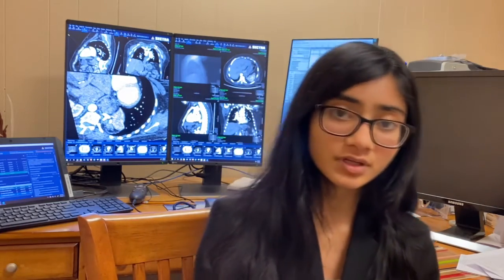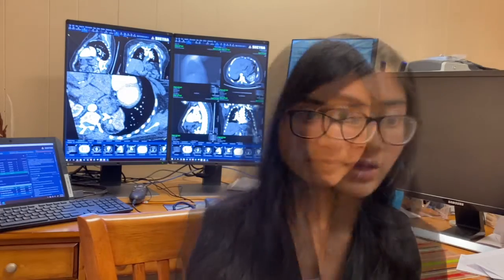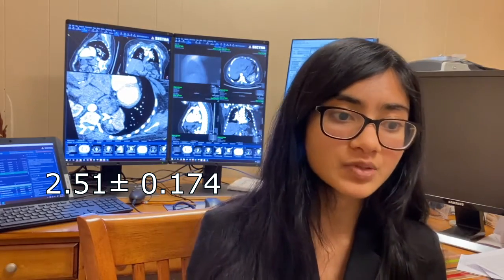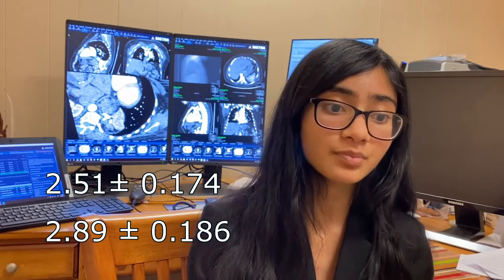I first wanted to construct confidence intervals with my data. So using the formula with 95% confidence, the population mean for HSA for women is between 2.33 and 2.68 centimeters squared, and for the men it's between 2.70 and 3.07 centimeters squared.